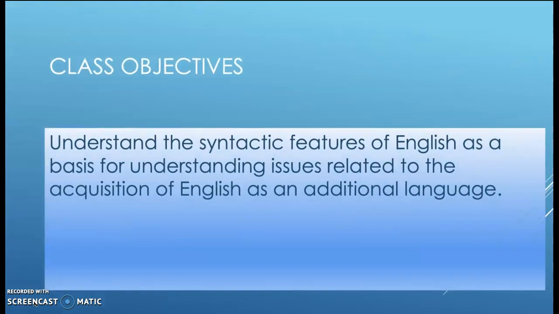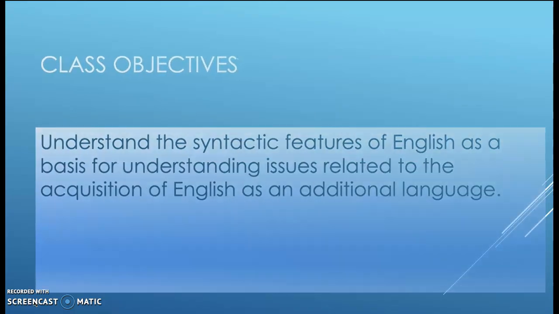The purpose of this quick lecture is to tell you a little bit about the syntactical features of English and their basis for understandings related to the acquisition of English as an additional language. So if you've studied syntax before, you may know some of these key terms, but you may not have had an opportunity to think about what they mean for English language learners.